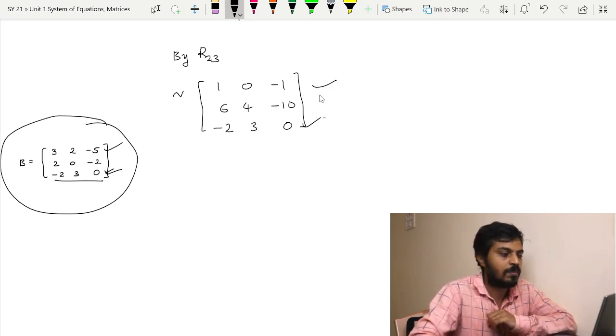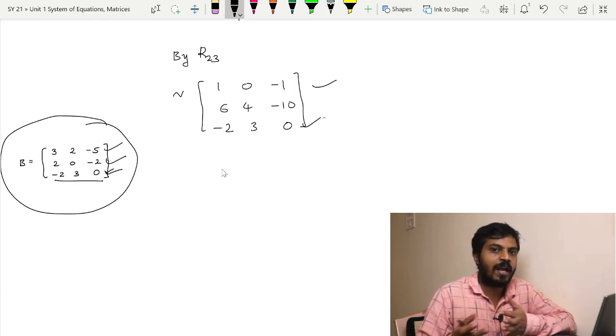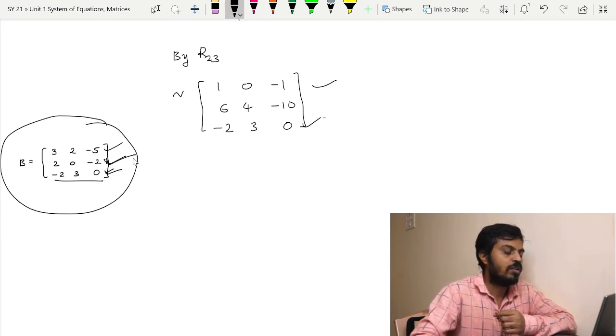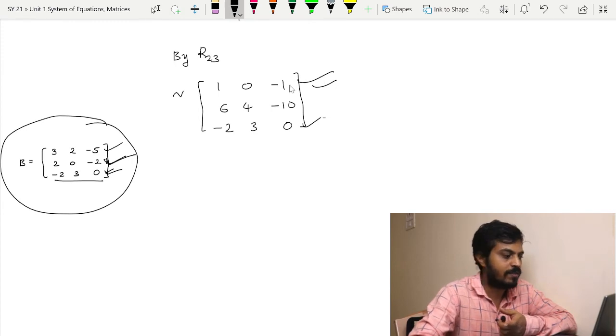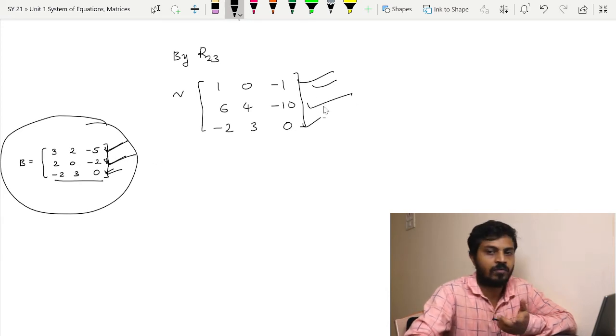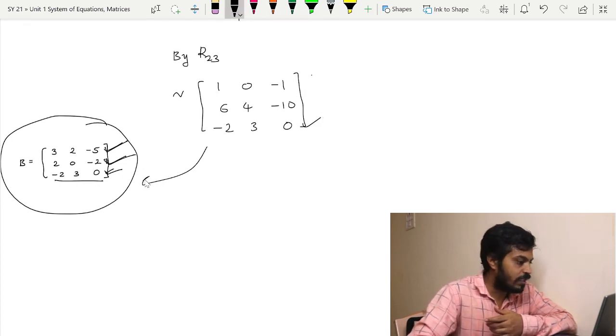So again I have to perform some elementary row operations on both the first as well as the second row, because over here the second row is 2 0 minus 2. Can you think of some ideas how to reach there? One can easily see that if I divide the second row of B by 2, I get the first row of this matrix, and if I multiply the first row of B by 2, then I get this row, that is 6 4 minus 10. But we have to go in this direction.